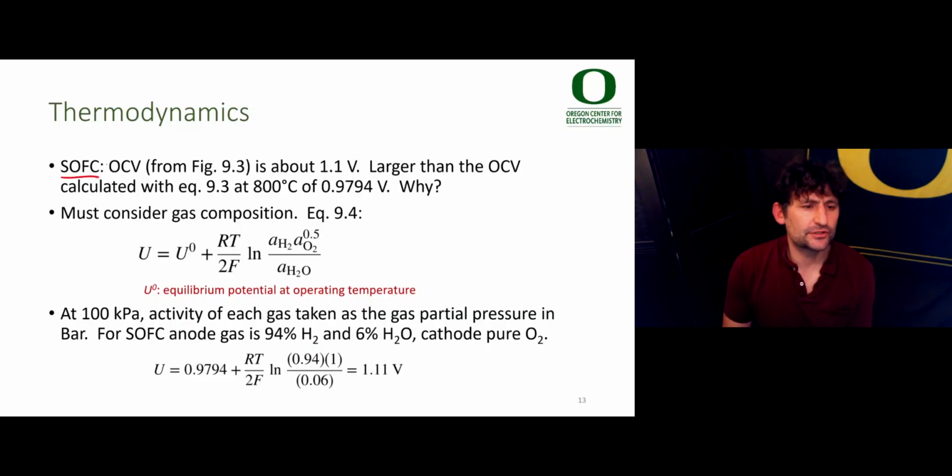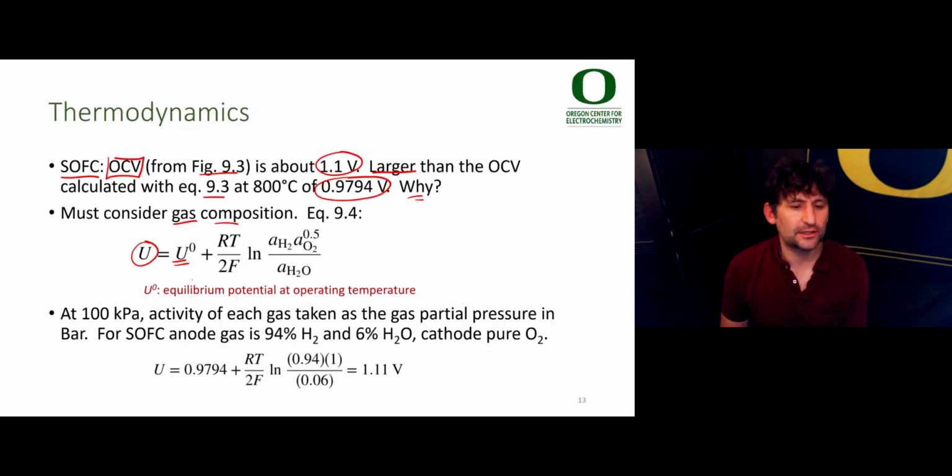The solid oxide fuel cell has an open circuit potential from figure 9.3 in the previous slide of about 1.1 volts. This is actually larger than the OCV calculated using equation 9.3 of about 0.979 volts. Why is this? Well, it turns out we also have to consider the gas composition. Remember, the cell potential is the standard cell potential, equilibrium standard cell potential, plus these activity terms. And we need to consider the activity of hydrogen, water, and oxygen. The activity of each gas is taken as the gas partial pressure.